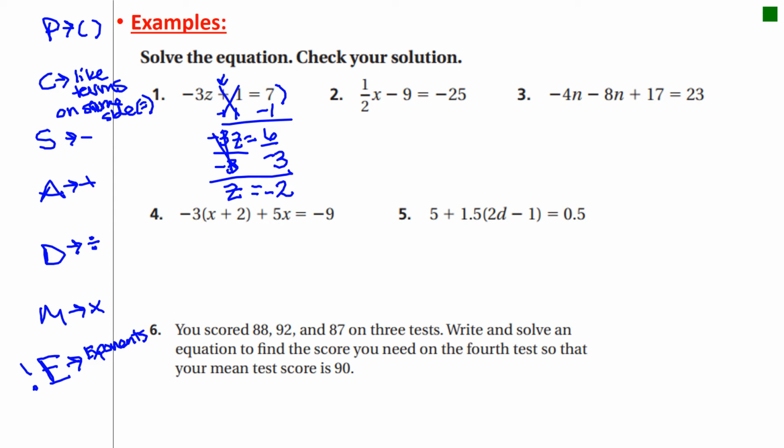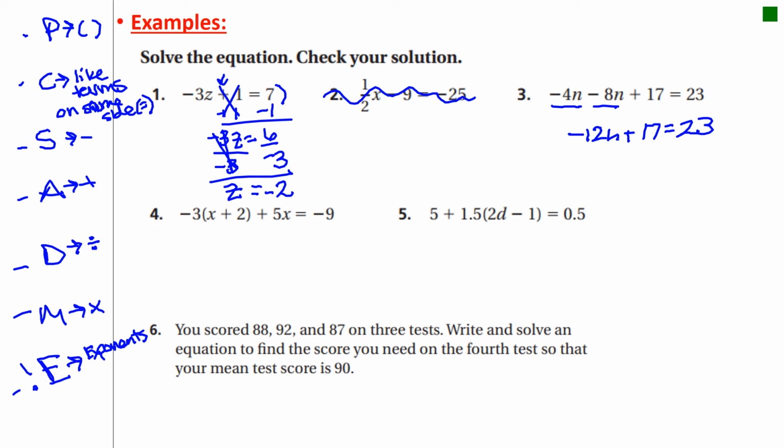We're going to skip example 2 for time's sake, and let's go to example 3. Any parentheses that we need to combine? Nope. Like terms on the same side, yes, we have a negative 4n and a minus 8n. We need to combine those first. I'm just going through my acronym so that I'm following along with what I should be doing. Negative 4n minus 8n is negative 12n.